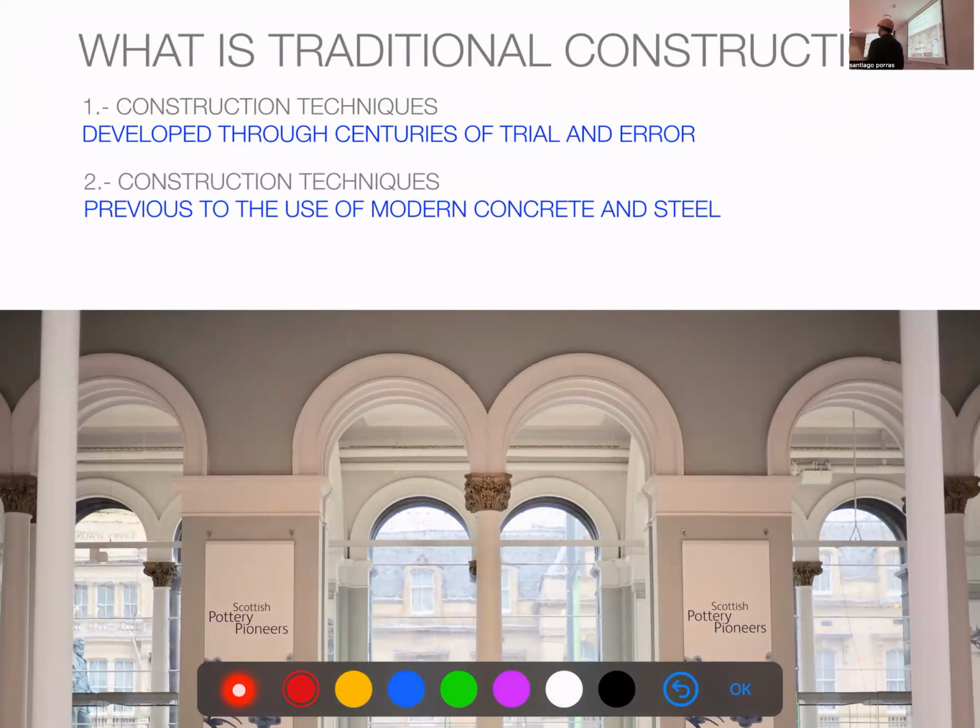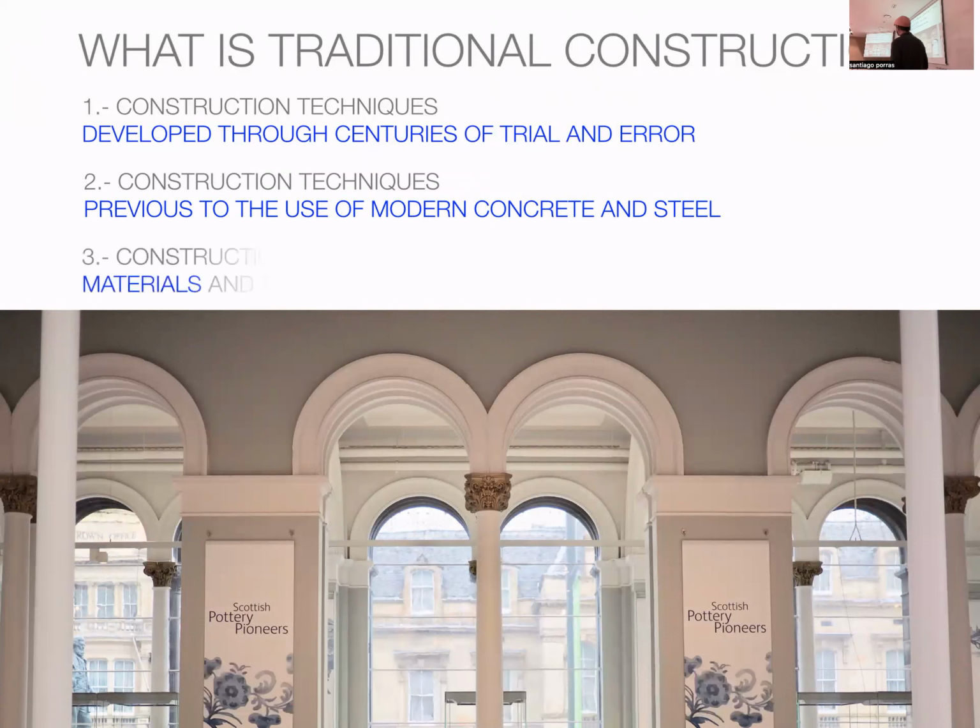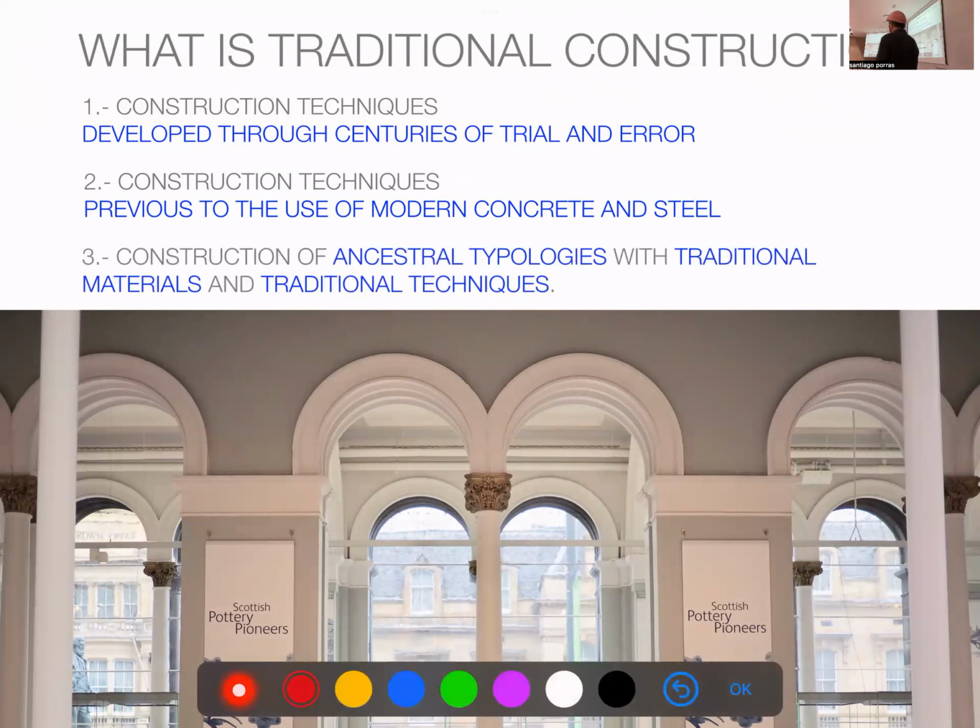But we call also the construction techniques previous to steel and concrete, right? Which is obviously over 100 years. So steel and concrete is not so modern anymore. And also the ancestral typologies like hanok, temples, and so on, which have traditional materials and traditional techniques, right? So these are 3 different definitions. And here, I think we refer to all of 3, but it is not always the same.